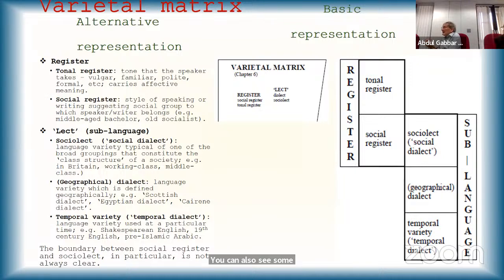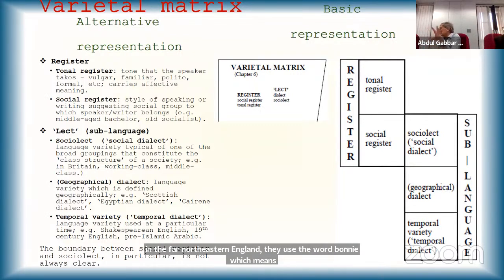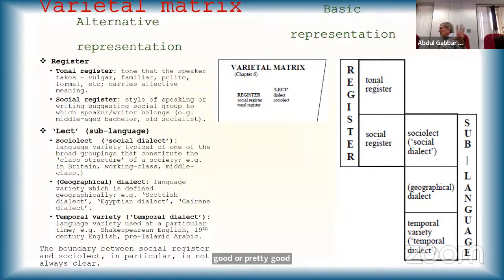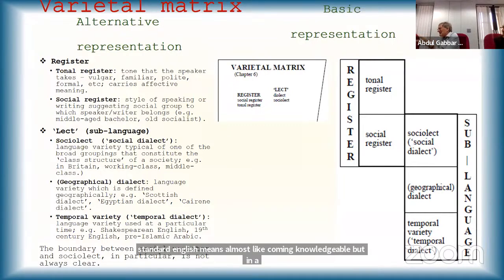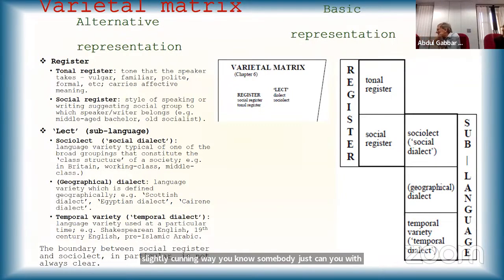So people in the far northeast of England, they use the word bonny, which means good or pretty. Lass, which is found in standard English, is very often used in the northeast of England for a woman or a young woman. Canny in standard English means almost like cunning, knowledgeable, but in a slightly cunning way. You know, somebody who's canny with money, they know how not to lose money, they know how to make money. But in the northeast of England, it simply means good. So a canny lass is a nice girl or a good woman or something like that.